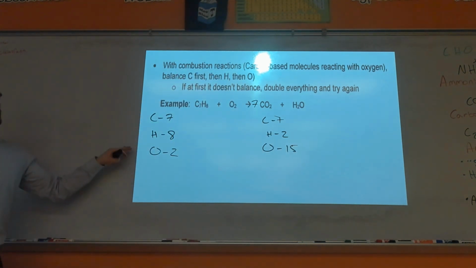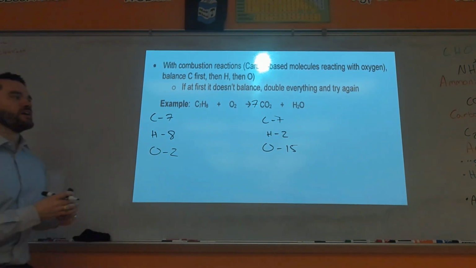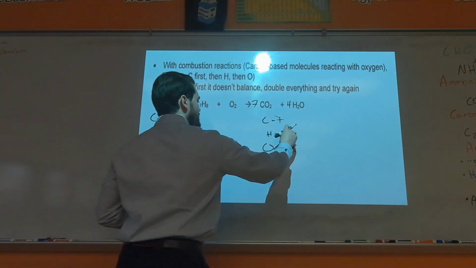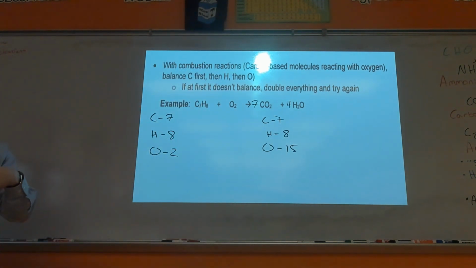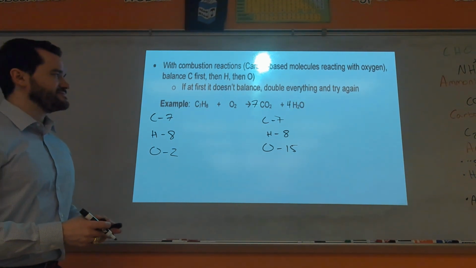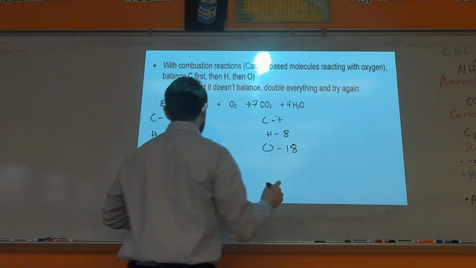Now again, the principle of CHO says don't worry about the oxygens. Let's deal with the hydrogens, and then we'll deal with the oxygens last. To get my hydrogens to balance out in my products, I need to multiply water by 4. That'll give me 8 hydrogens, which is what I want. But that updates my oxygen numbers, which is why we wanted to deal with them last. Now I'm going to have 7 times 2 is 14, plus another 4 is 18. We have 18 oxygens here.